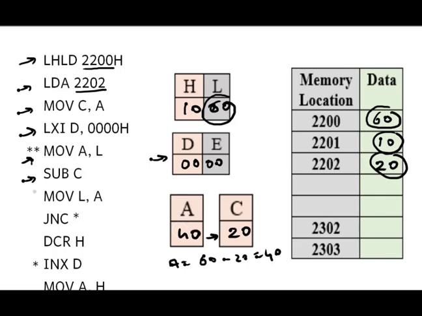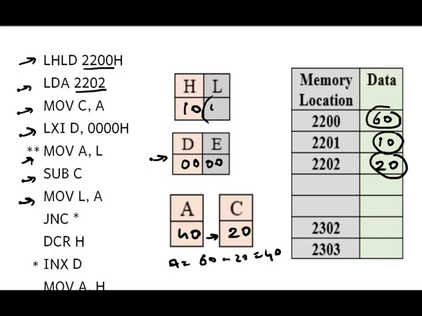Now next we transfer the data from A again to L, because we have to perform subtraction, but subtraction cannot be done without A, therefore we need to clear A, so we transfer A to L again. What we are actually doing is subtracting the divisor C from the dividend HL, but we cannot subtract directly from HL, so we need to transfer it to A. So L will now become 40.